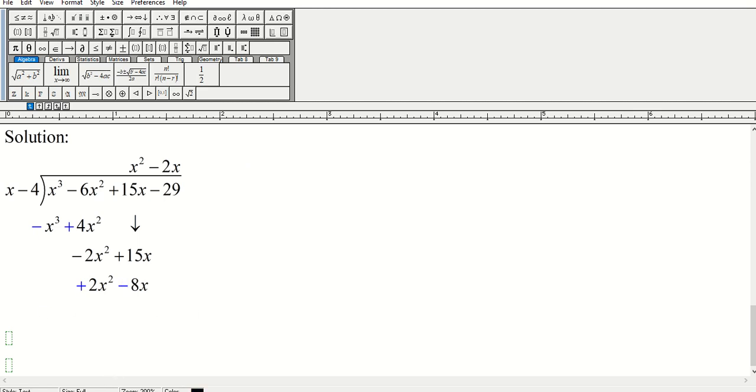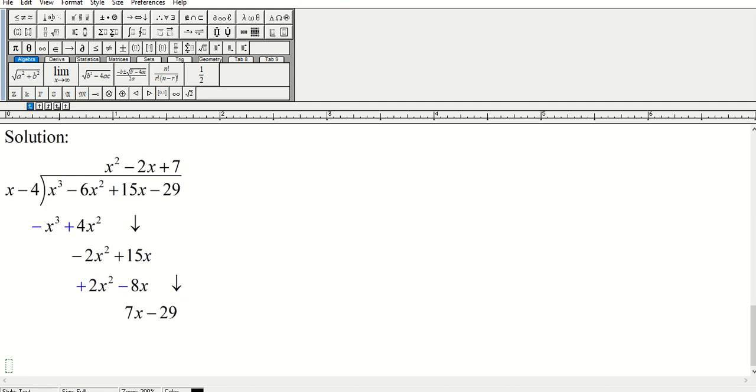So again, that's going to be a 0. So we just have to worry about that. That's going to give me a 7x. And then again, here, we would drop down that last element, and I'm going to get a negative 29. How many times does x go into 7x? You got it, 7, right? 7 times x will be 7x. So let's go put this in.